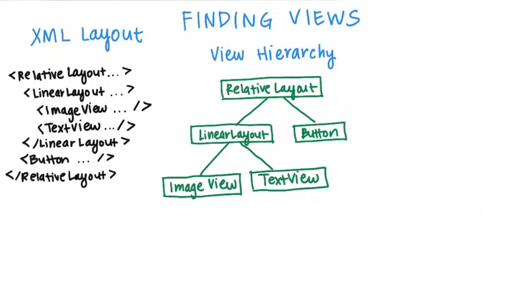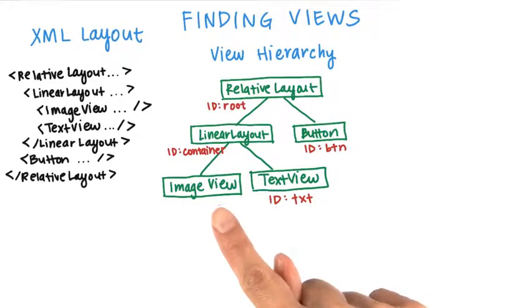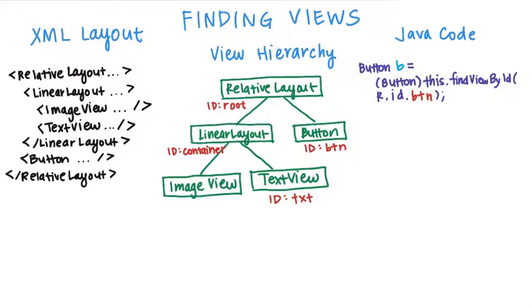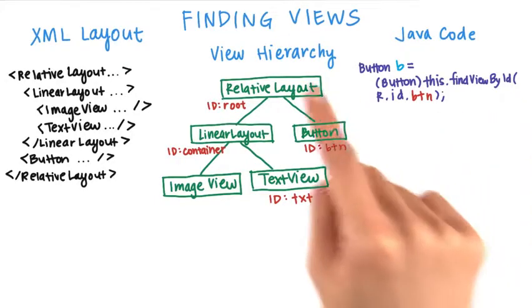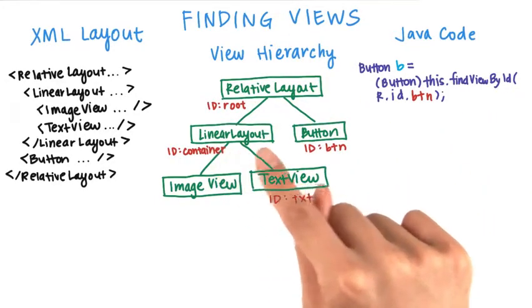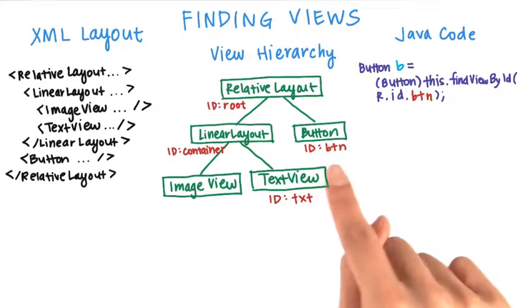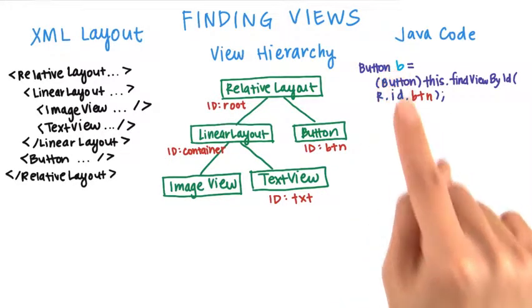We can also assign IDs to each view in the tree, but it's not required if you don't need a reference to an individual view. For example, this image view doesn't have an ID associated with it, and that's okay. Within the Java code of the associated activity or fragment, if we need a reference to the button, we can simply call findViewById, which will traverse down the view hierarchy until it finds a view with the ID button, and then it will return that.